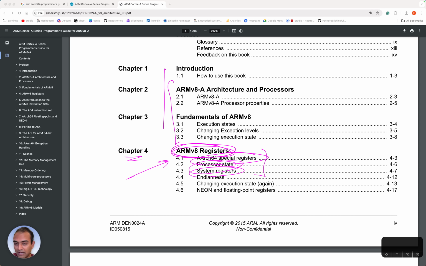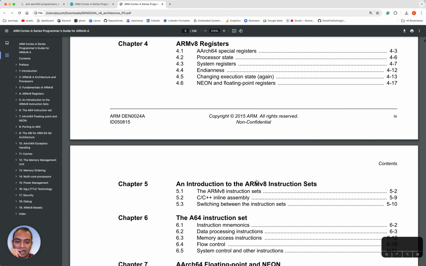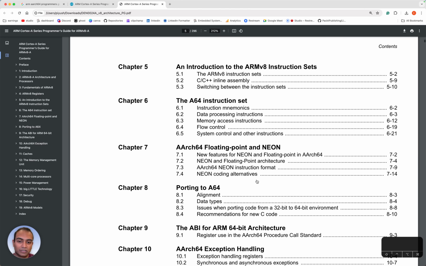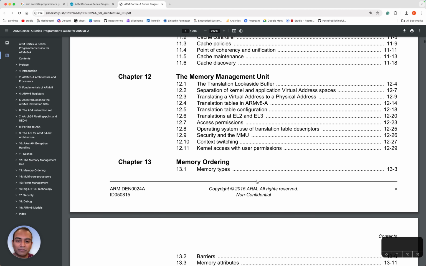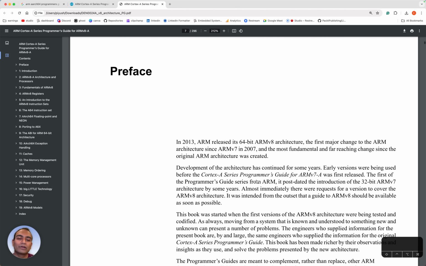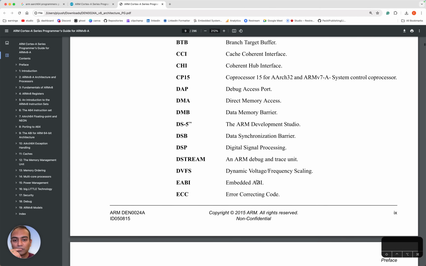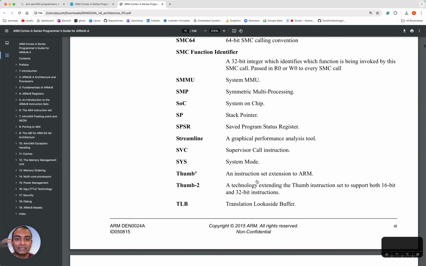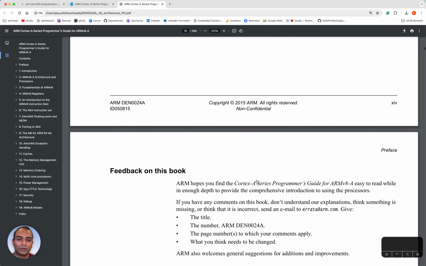All right, so back to our topic here. What we are going to do is take a look at this document, and it talks about the instruction set, exception handling, caching, memory management, memory ordering, and so on and so forth, right? So everything that a programmer needs to know to work with the CPU essentially. So we are going to scroll down until we find a nice diagram, and then start our journey from that diagram.